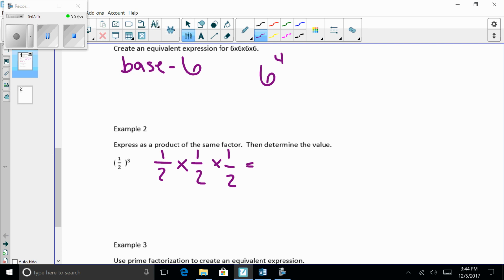So if I multiply these, I'm going to have 1 on top. 2 times 2 is 4. 4 times 2 is 8. So I get an answer of 1/8.